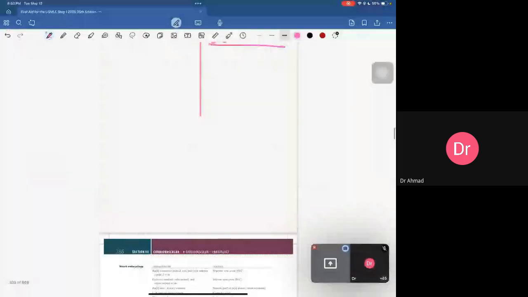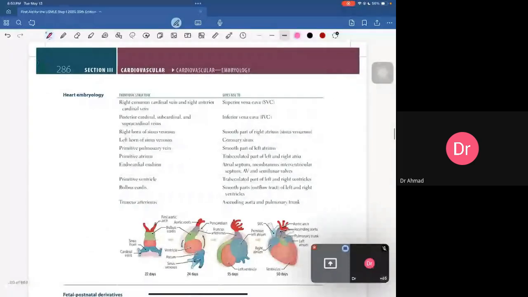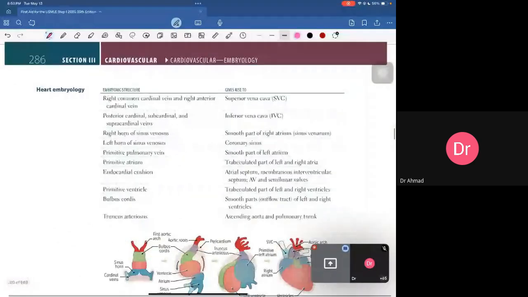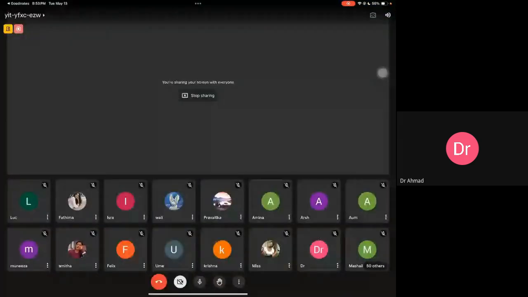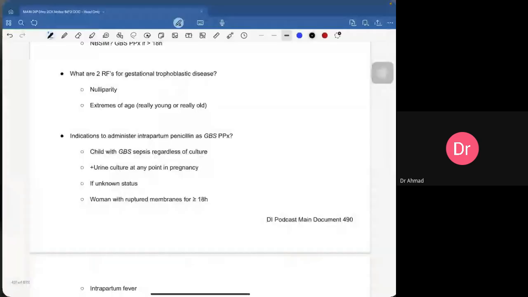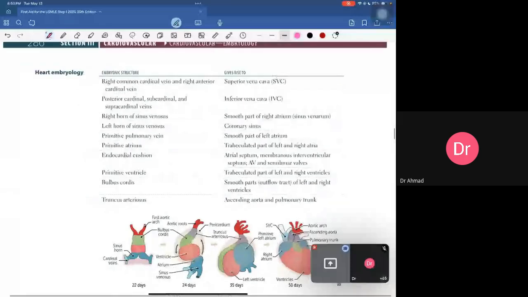Okay, listen. Now this is an important table that you want to remember. Even in this, a lot of things are not important. This table is not that important, and it's not asked a lot. The important thing here is to focus on the truncus arteriosus. The truncus arteriosus gives rise to the ascending aorta and the pulmonary trunk.